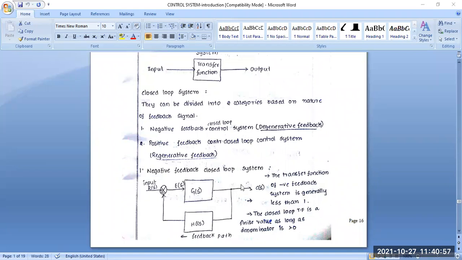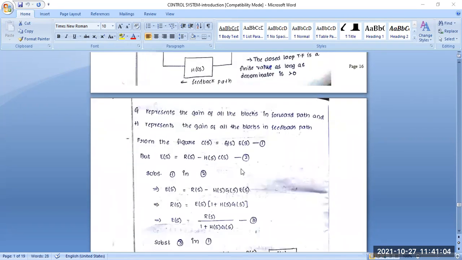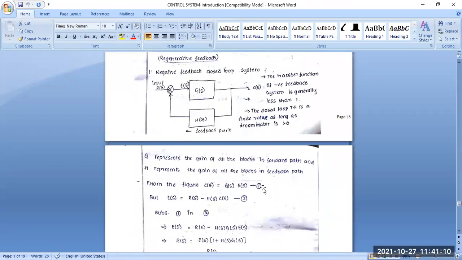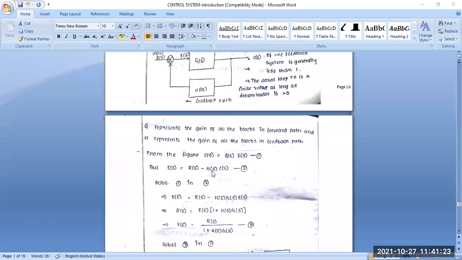Okay, so we can go to the next one. This represents the gain of the total feedback loop. G represents the gain of all the blocks in the forward path, and H represents the gain of all the blocks in the feedback path also. We can easily write this from the figure.